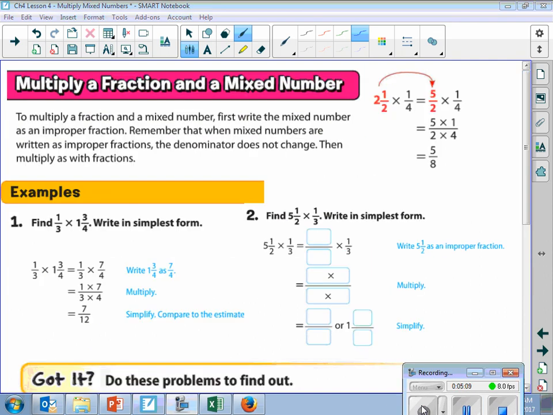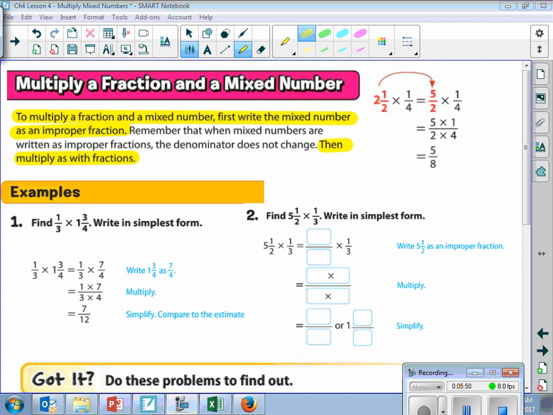All right, so here we're going to multiply a fraction and a mixed number. It says here to multiply a fraction and a mixed number, first write the mixed number as an improper fraction. Remember that when the mixed numbers are written as improper fractions, the denominator does not change. Then we're going to multiply as with fractions. So this here is what I'm going to highlight what I want you to write down. So for example 1, it says find 1/3 times 1 3/4, and we want to write it in simplest form.